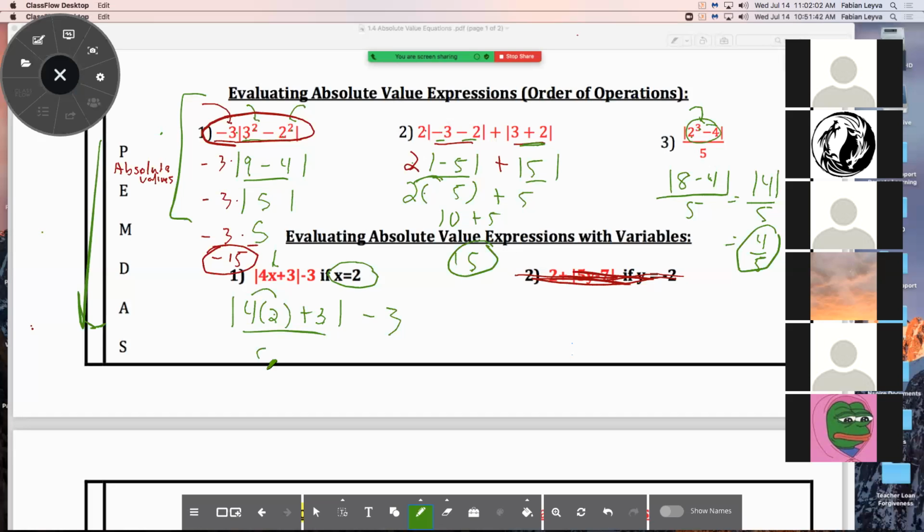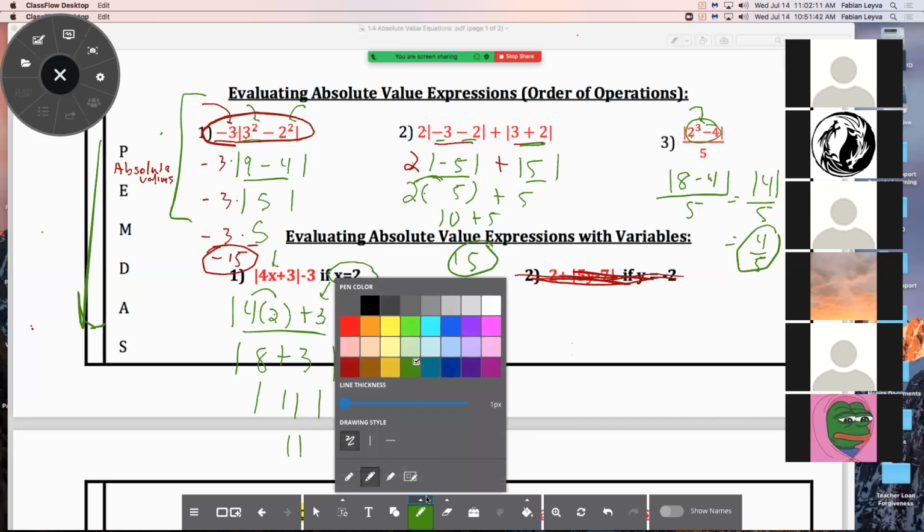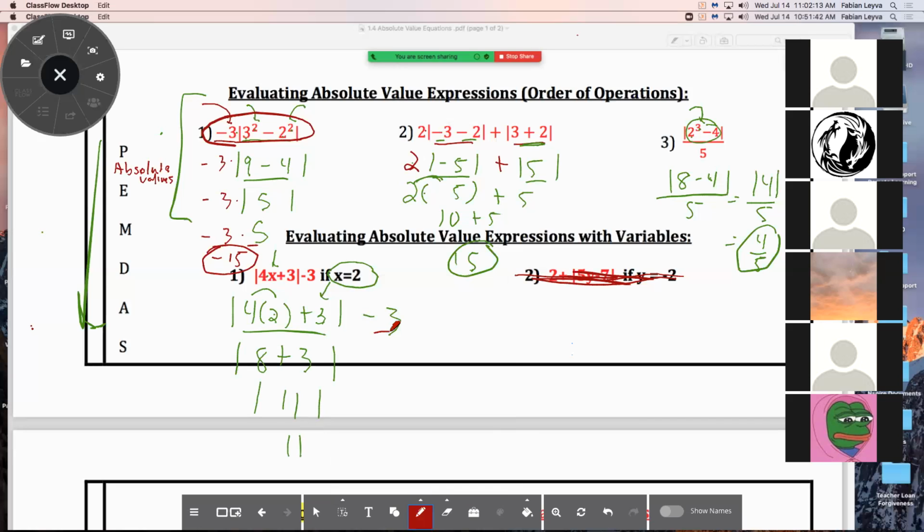4 times 2 is 8. Don't forget to add your 3. 8 plus 3 is 11. Absolute value of 11 is 11. Now keep in mind that I kind of just solved everything there, and I ignored this -3. I'm going to go back and make sure that I include -3 at the end of my end result. 11 minus 3 is a +8, and that is absolutely it.